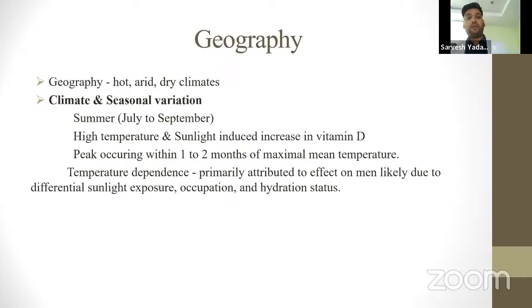Geographical distribution of urolithiasis. The most common areas are hot, arid, dry climates, depending on seasonal variation, most commonly in the summers, July to September. High temperature and sunlight induce an increase in vitamin D. Peak occurs within 1 to 2 months of maximal mean temperature. Temperature dependence of urolithiasis is primarily attributed to the effect on men, likely due to differential sunlight exposure, occupations, and hydration status.